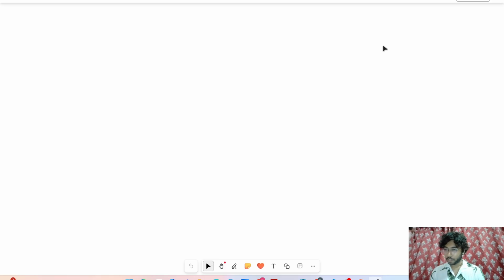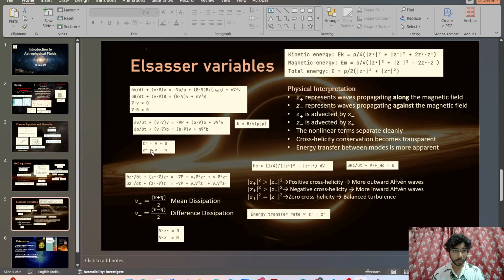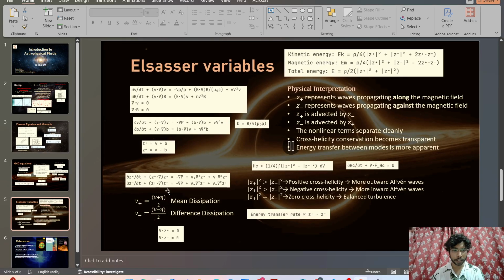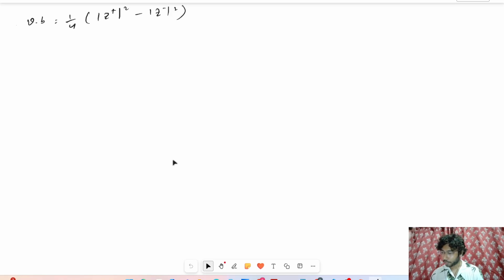Okay. So one more thing is that cross helicity is conserved only when there is no resistivity. So this is V dot B. If you replace V with (Z plus plus Z minus) by 2 and B with (Z plus minus Z minus) by 2, this is how V dot B will be, and the equations will be this.